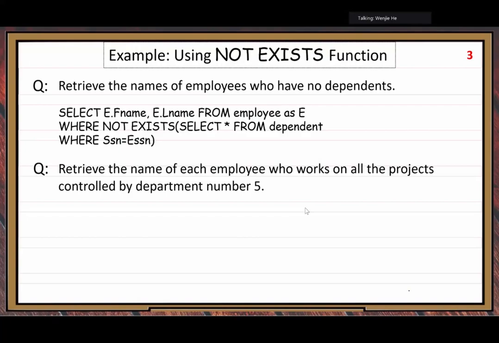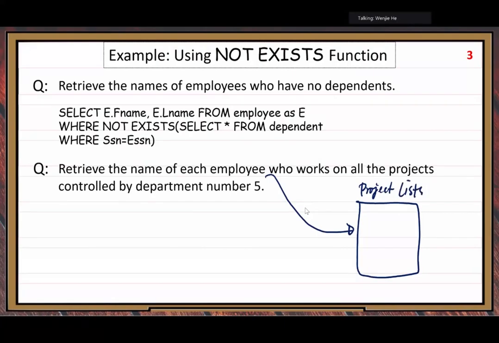First, we need to understand the meaning. Retrieve the name of each employee. So let's consider one employee. That employee needs to satisfy this condition. We know each employee works on a certain number of projects, right? So for this particular employee, we get a project list, a certain number of projects.